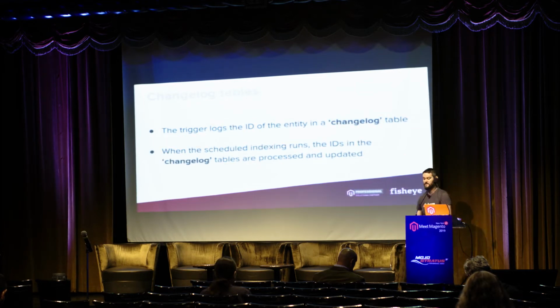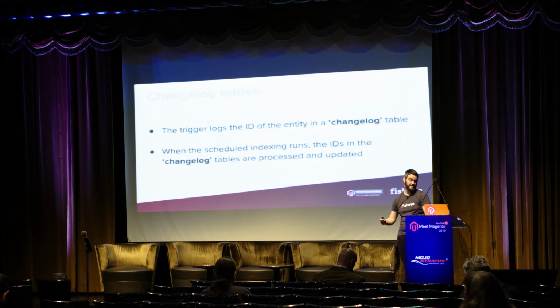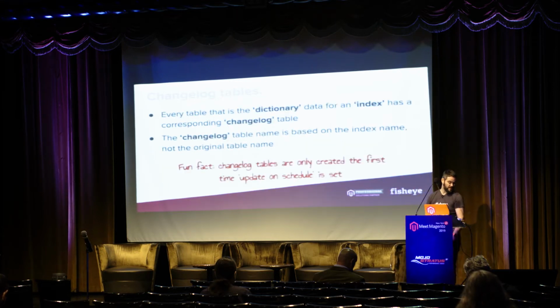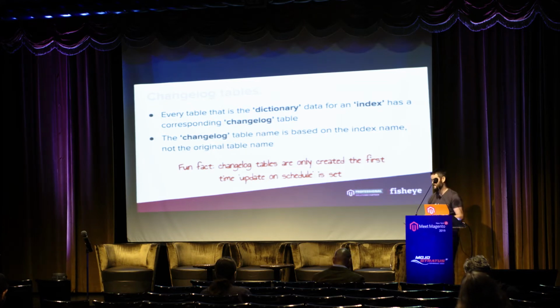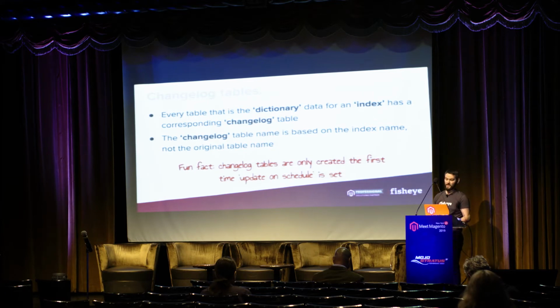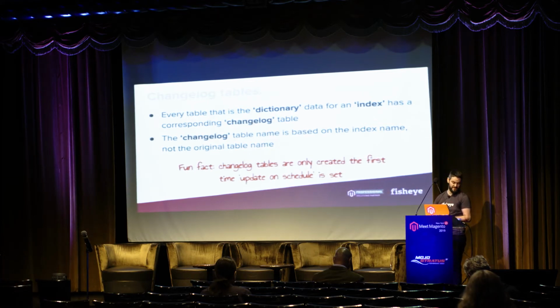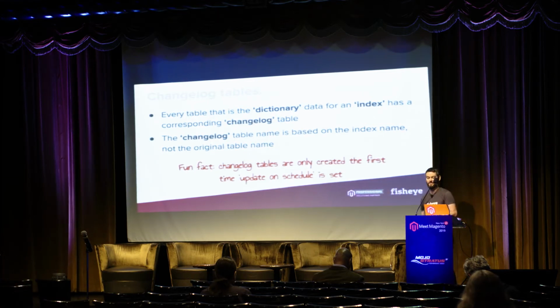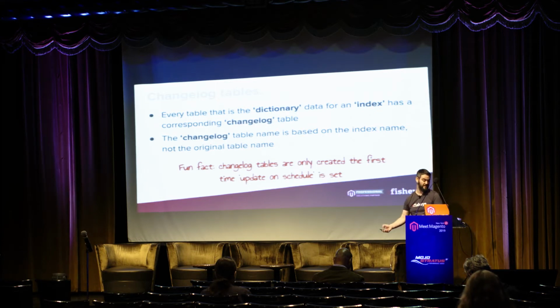All that changelog tables are is basically two columns, an auto-increment ID and the ID of the product or the entity that you have changed. Then when the cron runs, it picks these up and refreshes the indexes for them. Every dictionary table, if you like, will have a changelog table that it puts its records into, and the changelog table is based on the index name, which you'll see in a little bit.